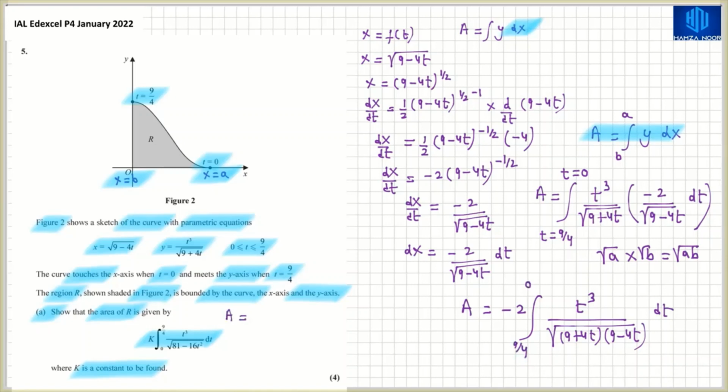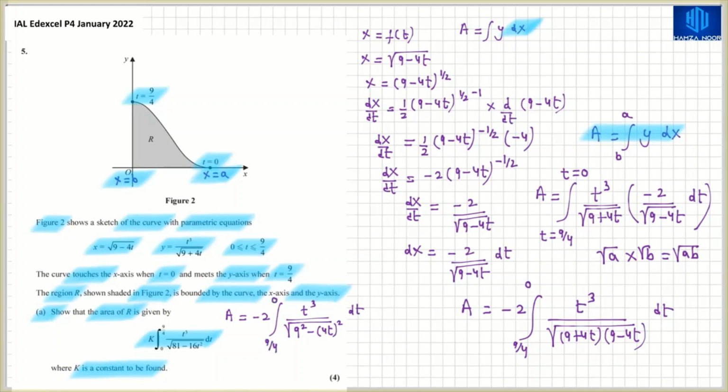Okay, so area will be equal to minus 2 multiplied by the integration of t cubed divided by the square root of... since we have the form (a + b)(a − b), which expands to a squared minus b squared, so we get the square root of 9 squared minus (4t) whole squared. And this whole fraction will be multiplied by dt. And here we have the upper value of t, which is 0, and the lower one is 9 over 4.